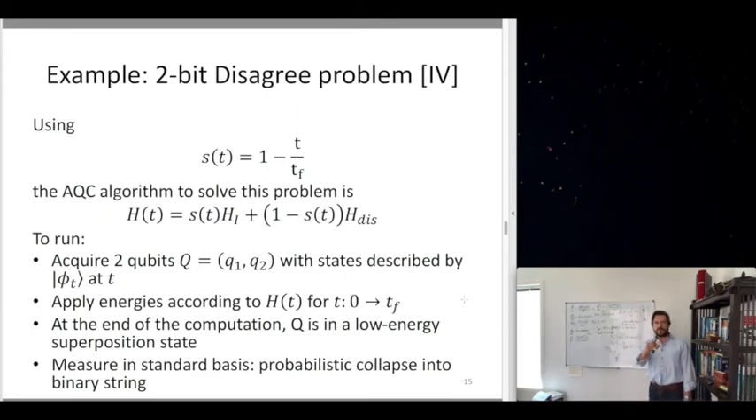And then remember, we have the time decreasing, so this S of t function makes the final Hamiltonian more important over time. And then how we run it is we acquire the 2 qubits that we have with the states described at phi t at time t, and apply the energies according to h of t for t as it approaches the final time. And then at the end of the computation, Q is in a low energy superposition state. And then we measure in the standard basis. The standard basis is 0 or 1. And then we have a probabilistic collapse into a binary string. Okay? That's how we solve the problem. That's the result that we get.